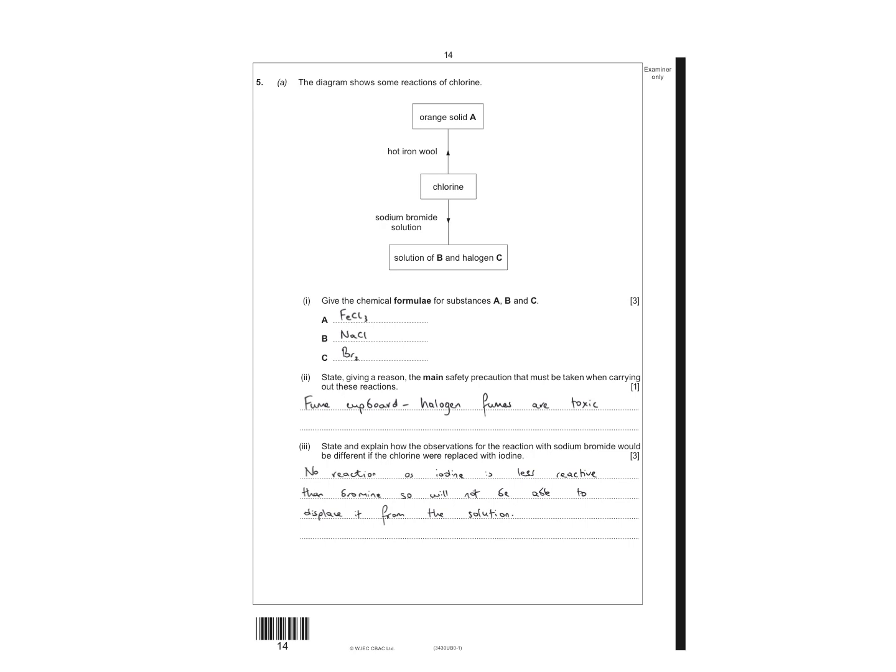Now our next question here, the diagram shows some reactions of chlorine. Give the chemical formula for substances A, B and C. If you see the formula, we're looking for top, swap, drop. But we first need to work out what each compound is called.